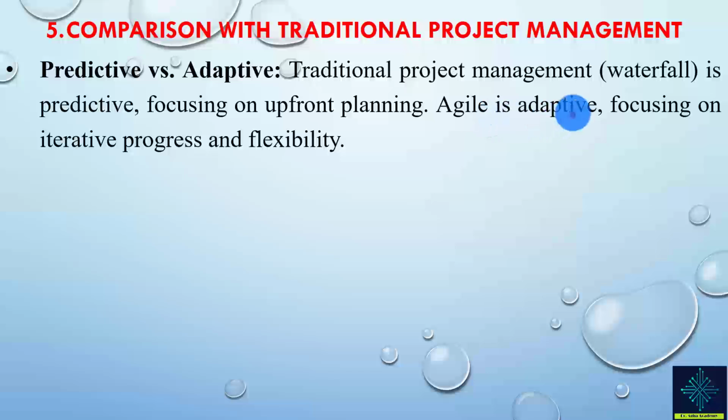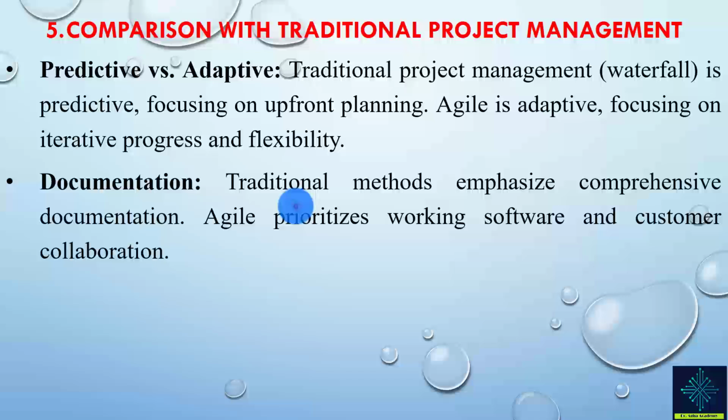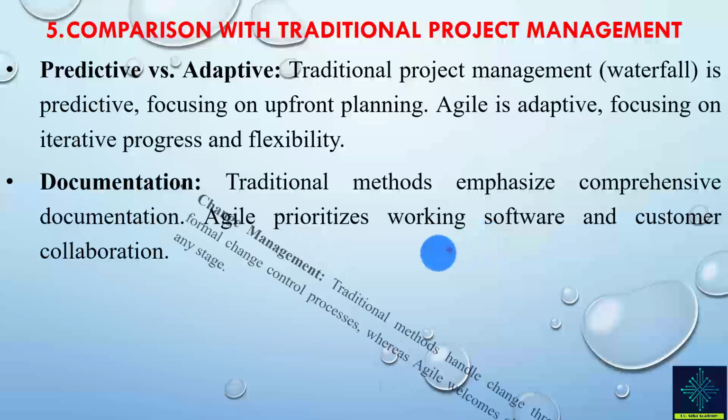But in Agile, it's more adaptive. It adapts to the changes, focusing on iterative progress and flexibility. So no comprehensive upfront planning is required. But again, this doesn't mean no planning is done at all, just no comprehensive upfront planning. Documentation: in traditional methods, we have a comprehensive emphasis on documentation, but in Agile, we prioritize working software and customer collaboration, and we have mentioned this before.